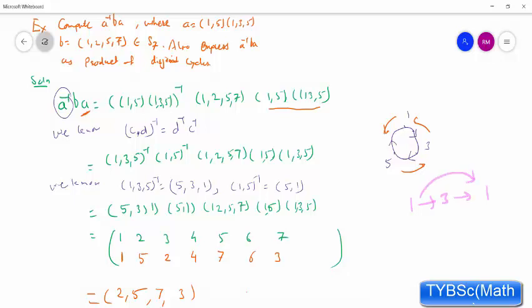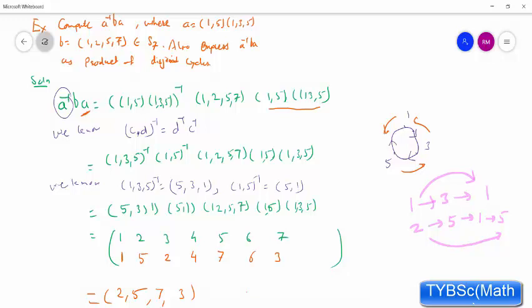Now focus on 2. Whether 2 is present here? No. Here also not present. Here 1 and 5 are there. Here 2 is present. So 2 goes to 5. So search for 5 in the rightmost circular brackets. So 5 is there, 5 goes to 1, and again try to search 1 in the right brackets. 1 is also there, and the image of 1 is 5. So in short, 2 goes to 5. That's 2 goes to 5 here.